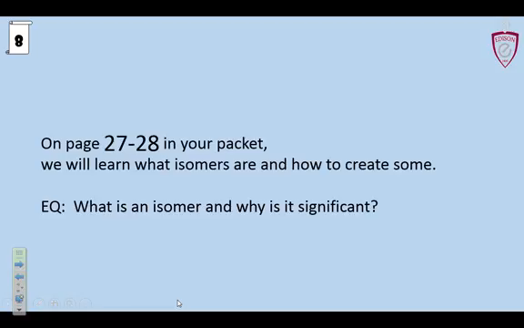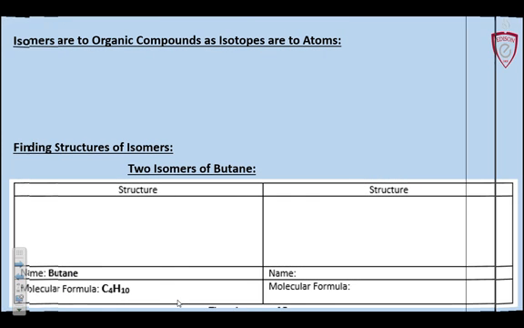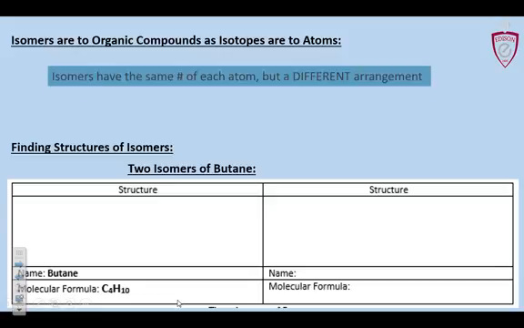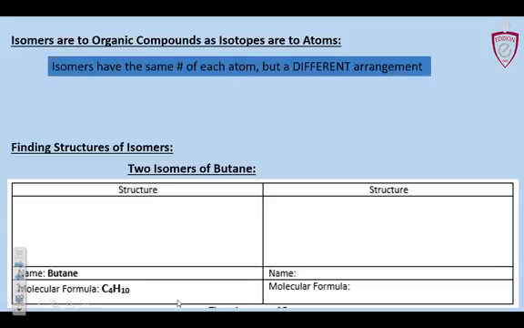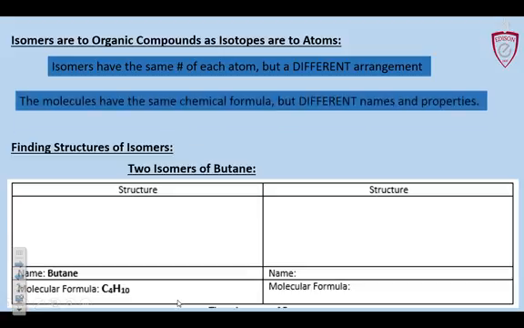And now we're going to tackle what's called isomers. Isomers and isotopes have the same kind of root word. Iso means same but different. Isomers are to organic compounds as isotopes are to atoms, because isomers have the same number of each atom, but a different way of putting them together. I hope you're seeing in your practice that there might be more than one way to skin a cat. Molecules will have the same chemical formula, but they will have different names and properties because they are arranged differently.